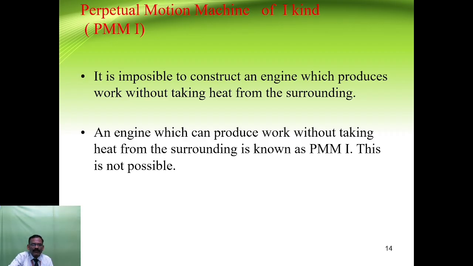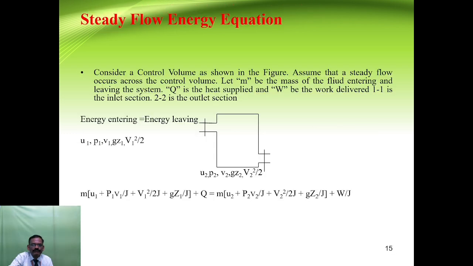Here the explanation added is that if there is no input, we cannot get output. This is the explanation given for the perpetual motion machine of the first kind: an engine which can produce work without taking heat from the surroundings. It is called PMM1, perpetual motion machine of kind 1. But it is not possible. Then based upon the first law, we arrive at the steady flow energy equation.